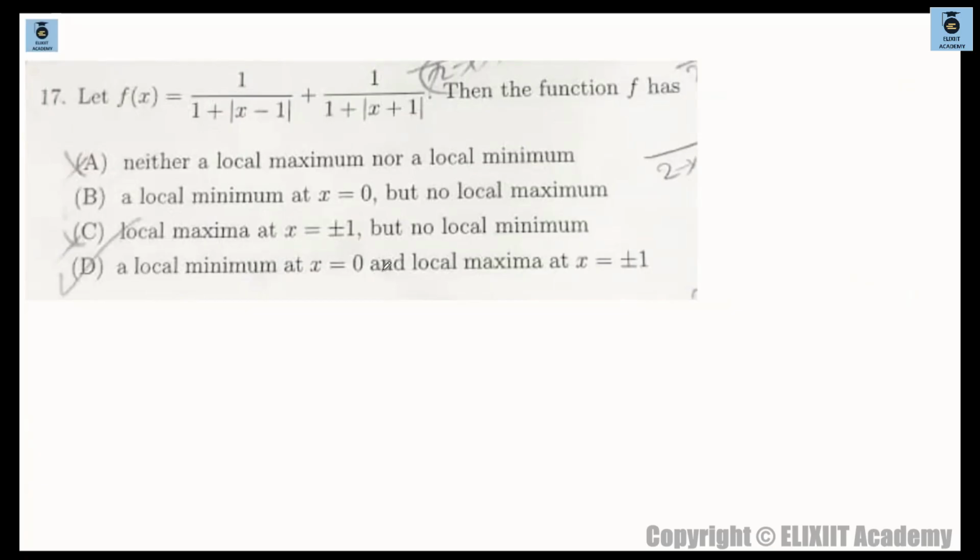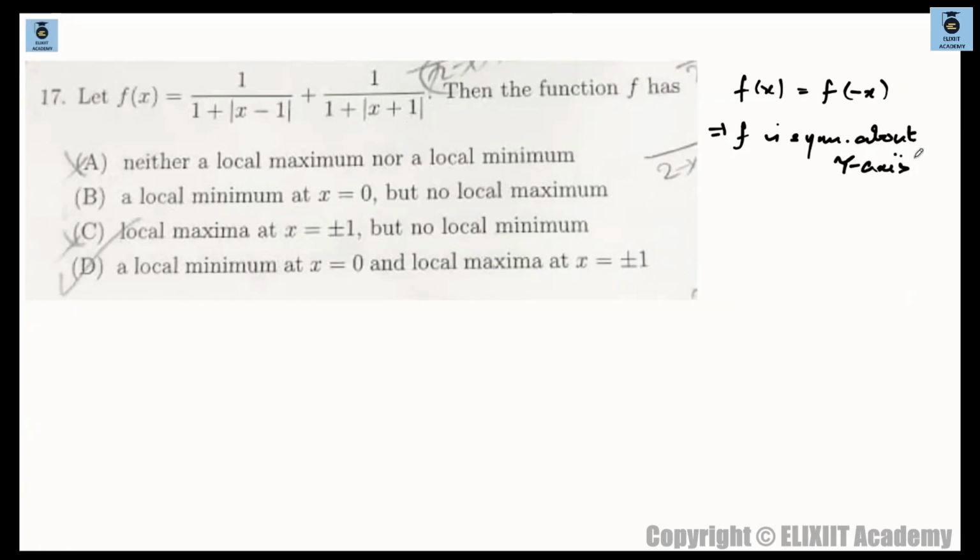If you carefully see, the function is an even function, and you can all check this. f(x) is equal to f(-x). Put the value of x as -x over here, and you will see that it remains the same as f(x). So this function is symmetric about the y-axis. It's a property of even functions.